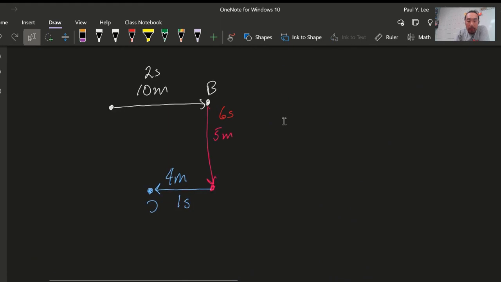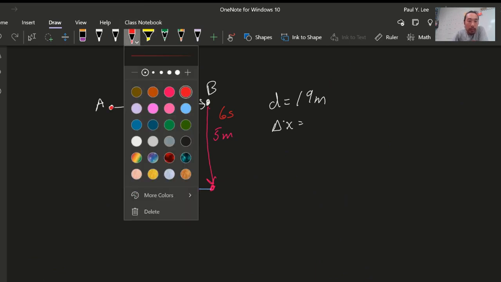There we go. All right, so this was our original trip. This is A, B, C, and this is D. So the displacement, if you remember, our total distance was 19 meters, but our displacement would not be 19 meters. Our displacement would be the shortest distance from our starting point to the ending point. Okay, and that will look like this.